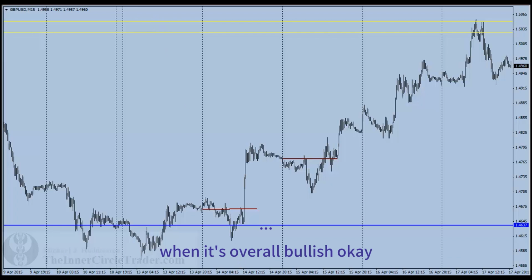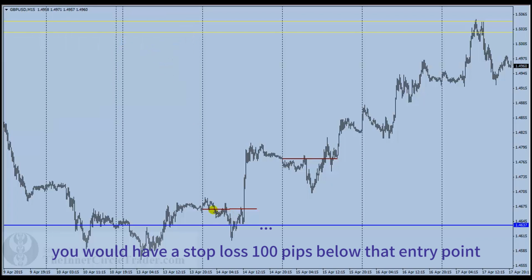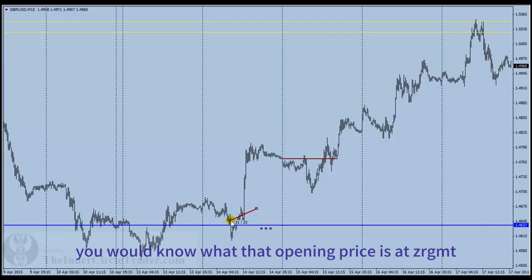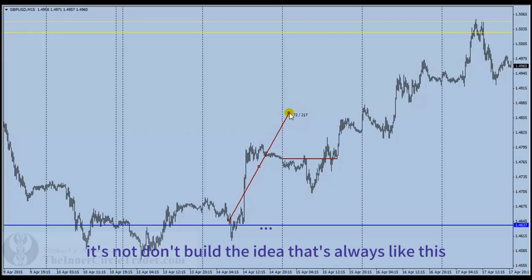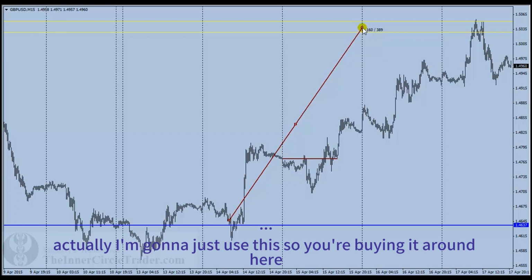And this is just one example. Don't build the idea that it's always like this, but let's say you were buying it around here. That right there is 100. That right there is your 1-to-1. So you would have a risk of 100 pips. Once it moved to there, you would have 1-to-1. There is 2-to-1. 3-to-1 is right there. And once we got up into this area here, it's 400 pips.